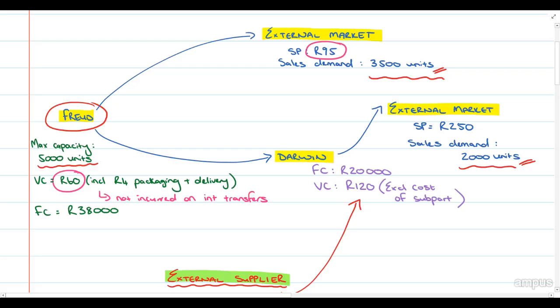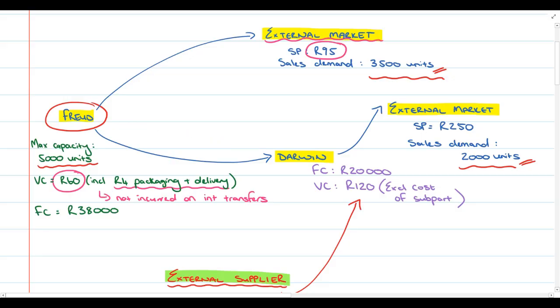Just be careful, I'm trying to calculate the contribution that they make on external sales. So the variable cost will obviously be 60 Rand because they will have to incur this 4 Rand packaging and delivery cost on external sales. So your variable cost is not 56 Rand. The variable cost on internal transfers is 56 Rand. The variable cost on external sales is 60 Rand.